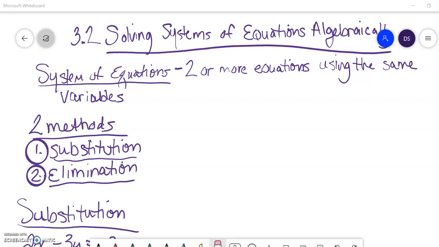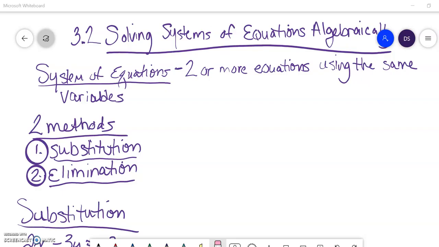We're going to begin chapter 3, skipping section 3.1 until we meet as a class together, so we can go into more depth and I can give better instructions when I actually have you one-on-one. So section 3.2 is solving systems of equations algebraically. If we don't remember what algebraically means, it means basically without graphing and using basic algebra skills like adding, subtracting, substitution, things like that.